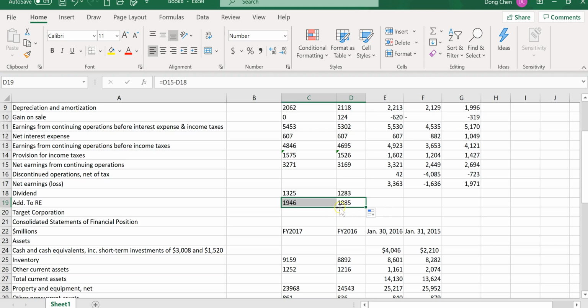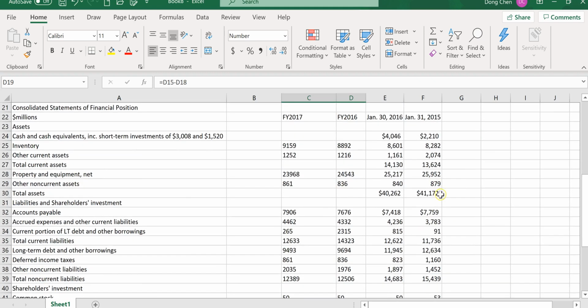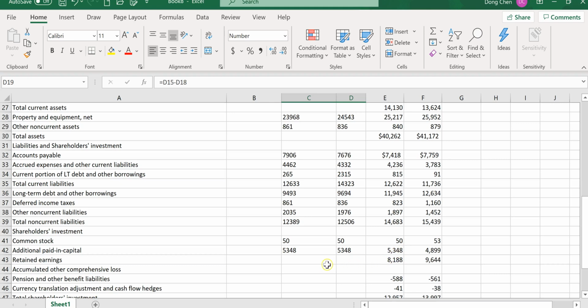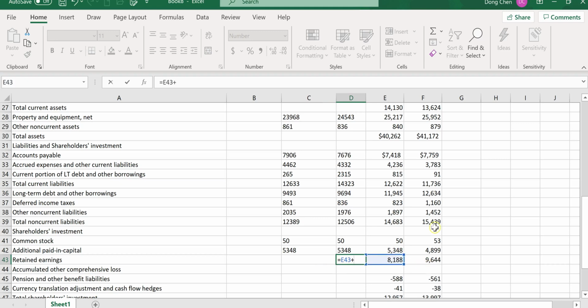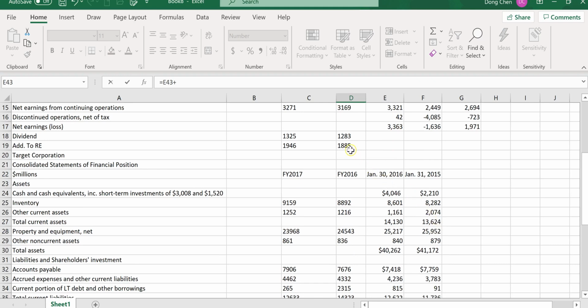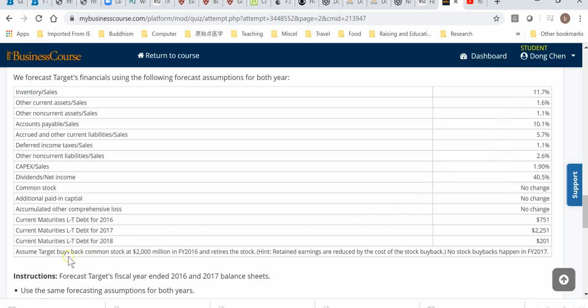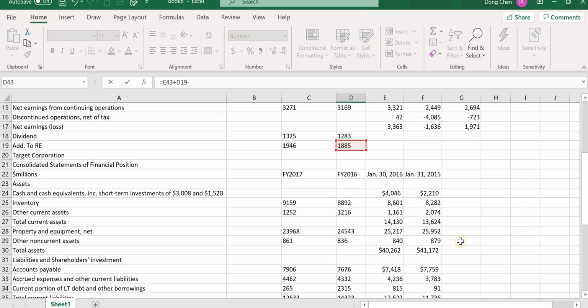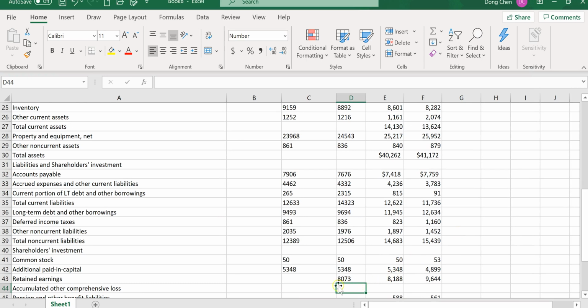Because this addition to retained earnings will need to be added to this retained earnings number. So this retained earnings number will be the current level plus the addition to retained earnings, and then subtract the share buyback. So it's assumed that there's 2,000 million in fiscal year 2016. So I need to minus 2,000. So that's my retained earnings for fiscal year 2016.